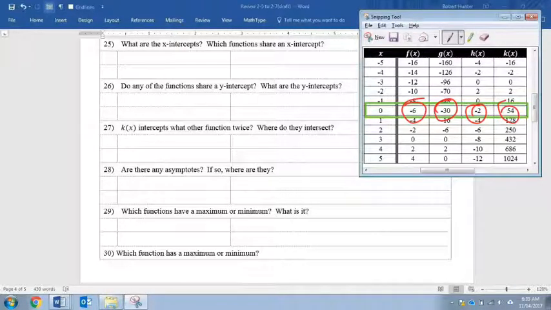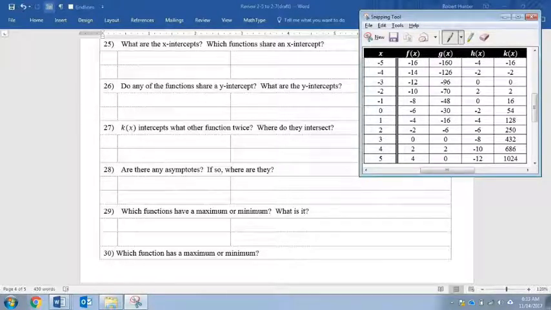You can just start listing. You've got to list all 4 of them out. So f of x is at negative 6. Oh, that's y-intercepts. I'm losing my mind. My bad. Let's go back and try this again.